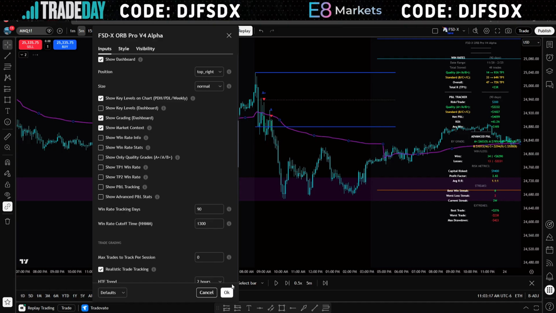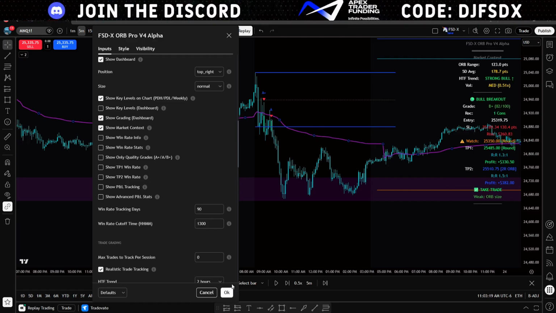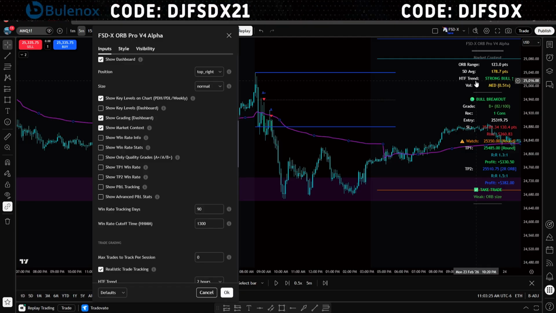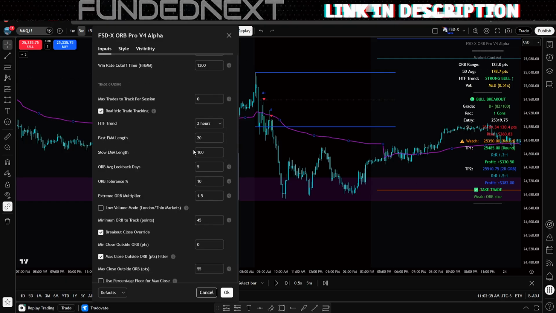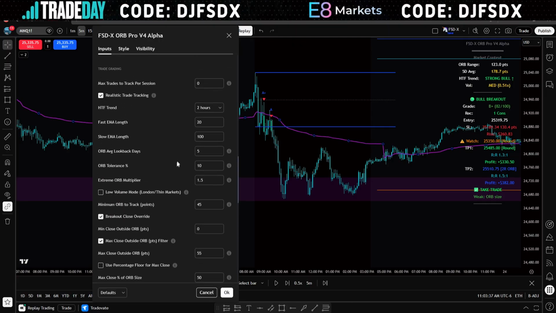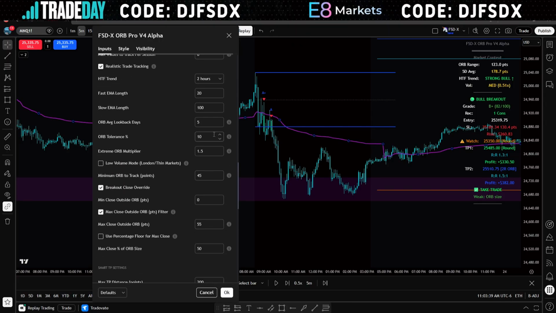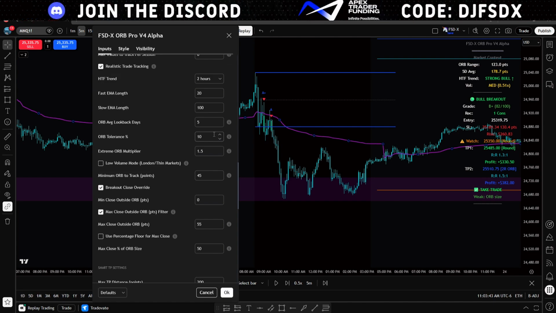I can show you what it looks like. Okay, so I have it set to 5 days. Like I said, the backtesting shows that 5 days is the best. So the past 5 days of ORBs average out to 178 points. So what that does is now it's a 10% threshold. For it to be within range, it needs to be within 10% of 178.